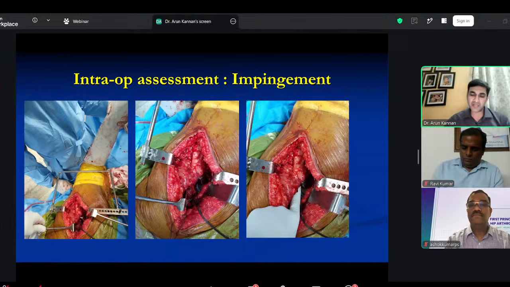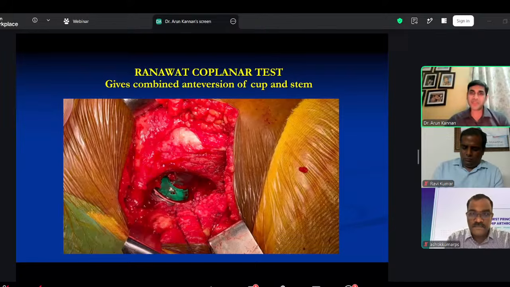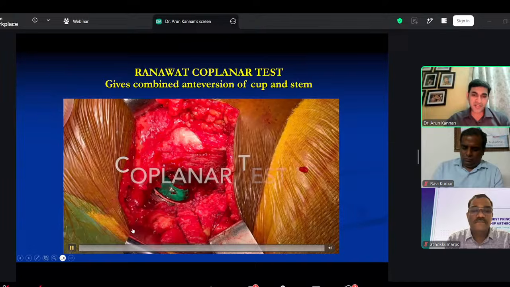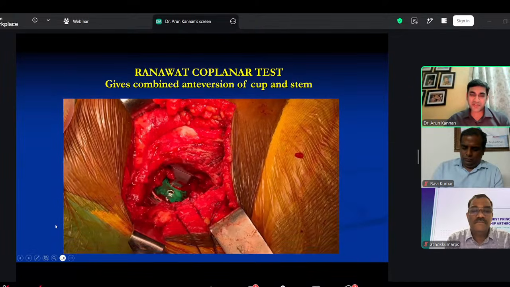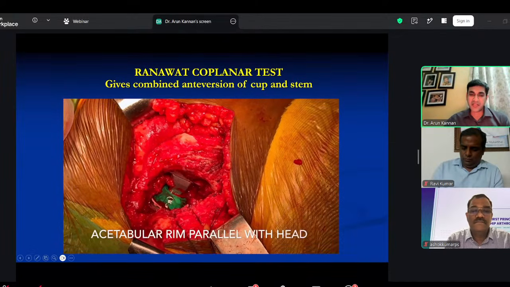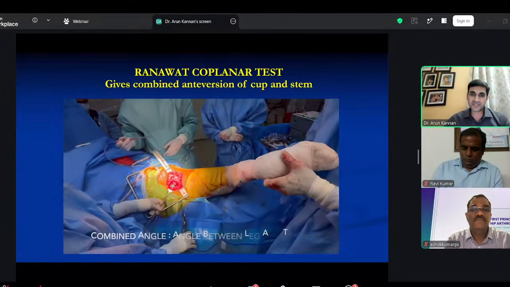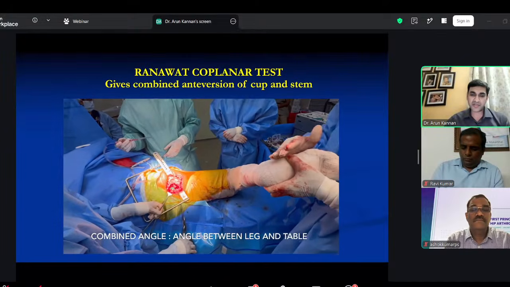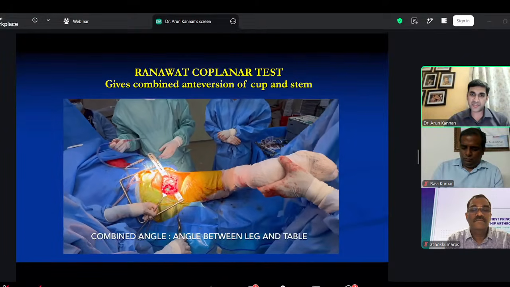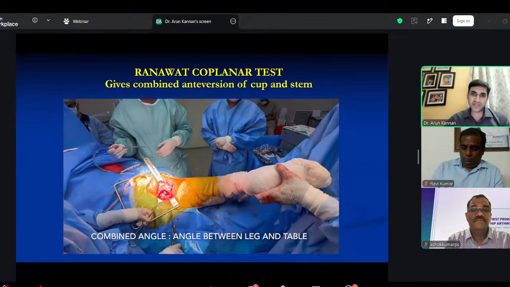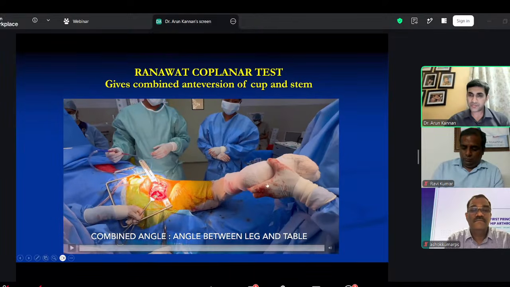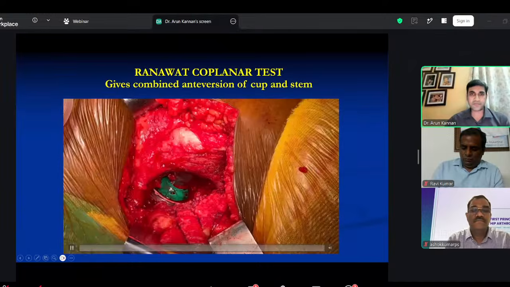If it is the GT hitting against the pelvis, that can also be felt in most cases. The other test is Ranawat's coplanar test that gives an idea of the combined anteversion of the cup and stem. Again, if your hip is dislocating, we are first looking at version. In Ranawat's test, we keep the acetabulum and the rim parallel to each other and measure the angle between the leg and the horizontal. So this will give the combined anteversion.